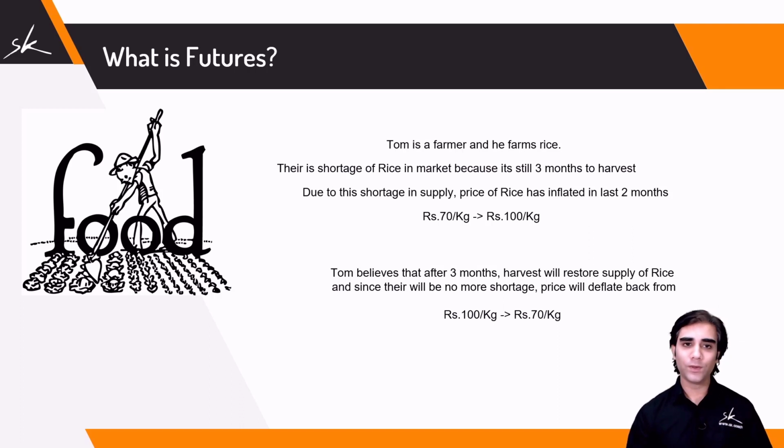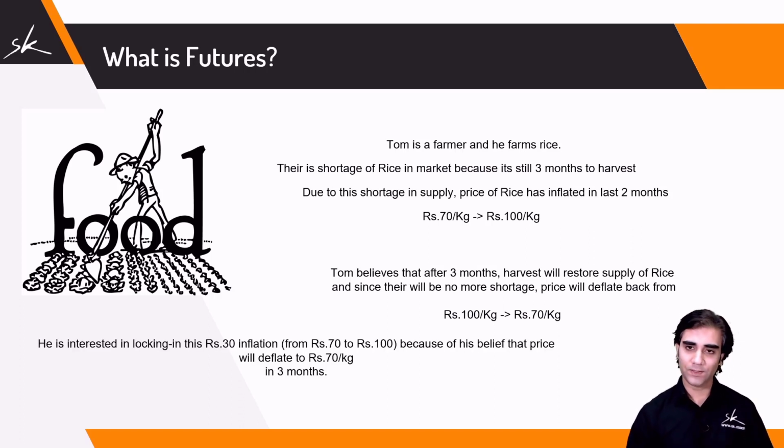So now what Tom wants is to take advantage of this increase in price. He's interested in locking in this 30 rupees inflation because of his belief that the price will deflate to 70 in about 3 months.